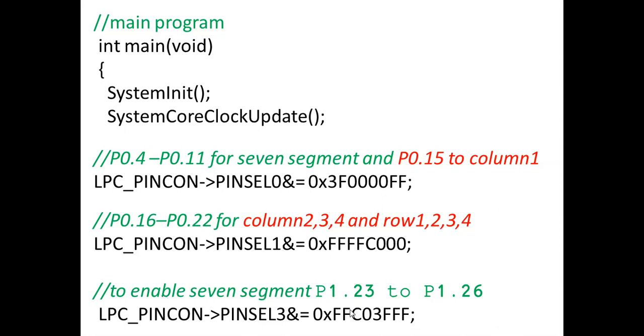Similarly, to enable one 7-segment display among the 4, we are using pin numbers 23 to 26 of port 1. Therefore, the associated register, pin selection 3, should be used in order to configure these pins as general purpose input output pins. So in this section of the program, we are configuring the required pins as general purpose input output pins by choosing the appropriate pin selection register and by forcing appropriate values into this pin selection register.